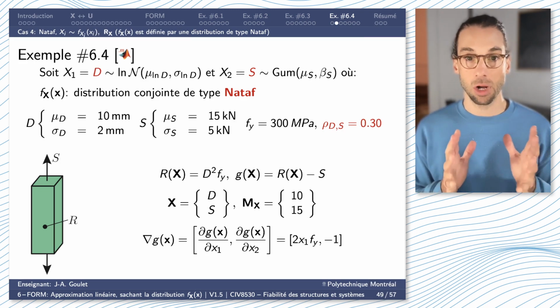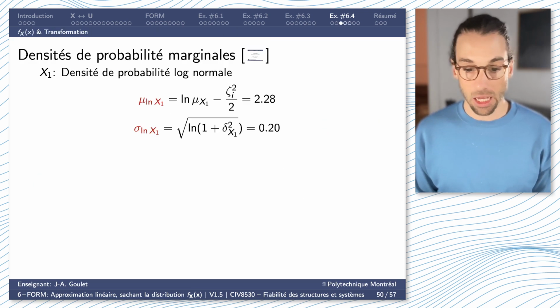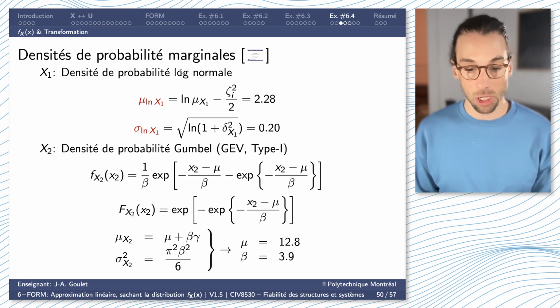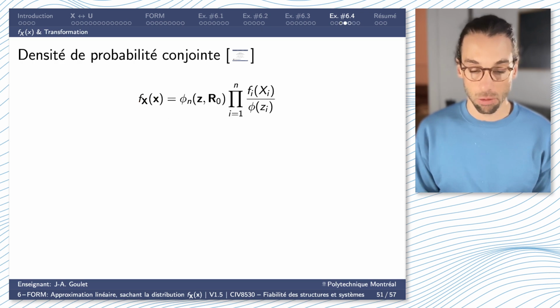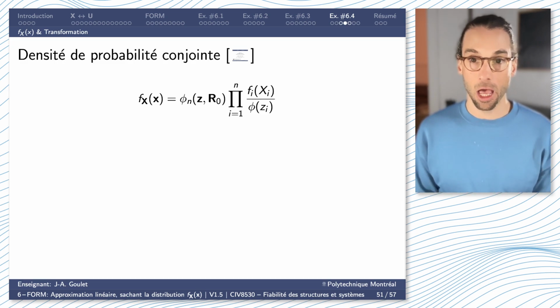So again, same problem setup. Now we have D, which is log normal, S is Gumbel. We have a 0.3 correlation coefficient between R and S, and the same setup as previously, except that now our joint distribution is with a Nataf distribution. So we have again the same transformation for the parameters for the log normal, for the Gumbel. Nothing changed from our previous results, except that now we model the joint by a Nataf distribution.